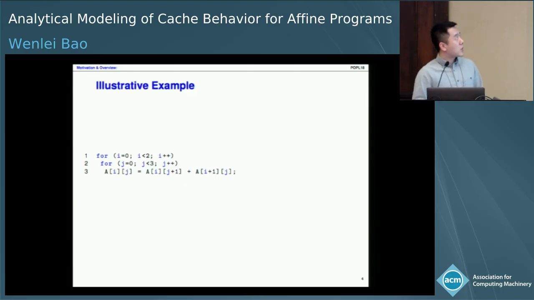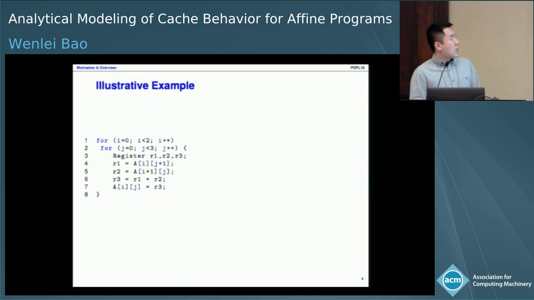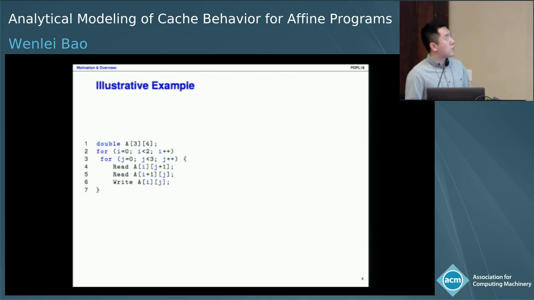Here I'm going to use a simple loop nest example to demonstrate the ordered cache behaviors. Here is the execution order. It will read the right-hand side array elements and write to the left-hand side array element. The register does not affect the cache behavior, so it can be omitted. So the program that we're going to analyze for the cache behavior looks like this. It reads two elements and writes to another array element.